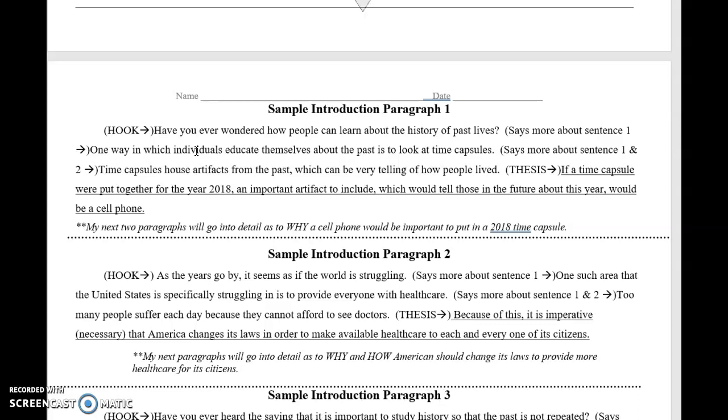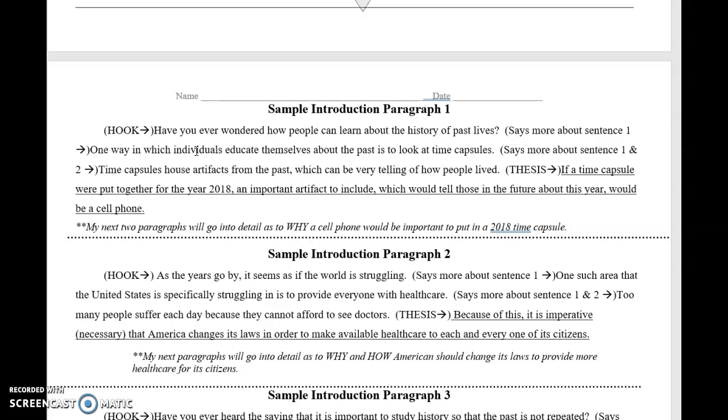So now we've got a narrow. Sentence 1 goes to sentence 2. One way in which individuals educate themselves about the past is to look at time capsules. Oh, so we have, have you thought about how we learn about the past? Broad. And then we narrowed it down. One way to learn about the past is time capsules. Oh, so I guess they might be writing about time capsules? Well, let's look at sentence 3. Time capsules house artifacts from the past, which can be telling of how people lived. So now we get a narrower definition of what a time capsule is and how it functions.